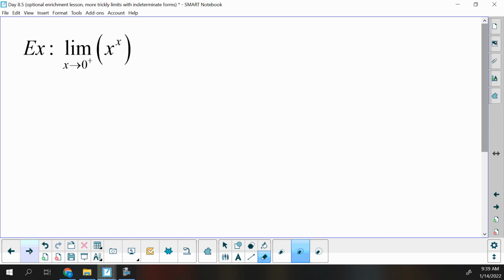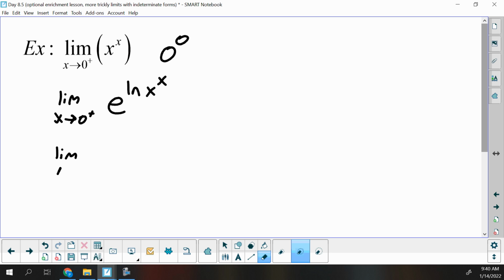All right, going over to the next page. This one's pretty easy to see what we have. It's going to be 0 to the 0, which is one of our indeterminate forms for exponentials. So our technique, we're going to do e to the ln. So x approaches 0 from the right of e to the natural log of x raised to the x.